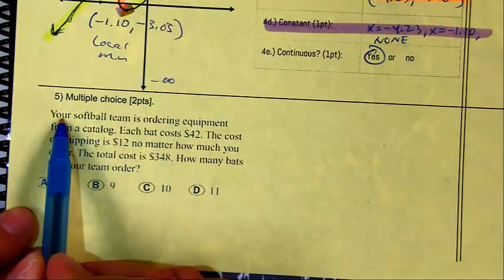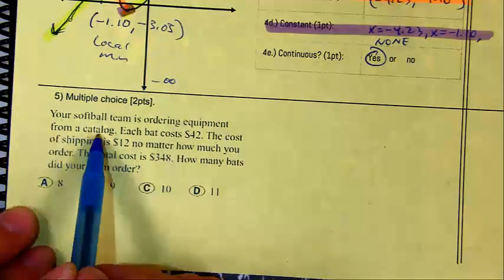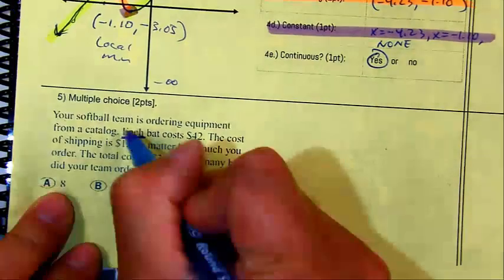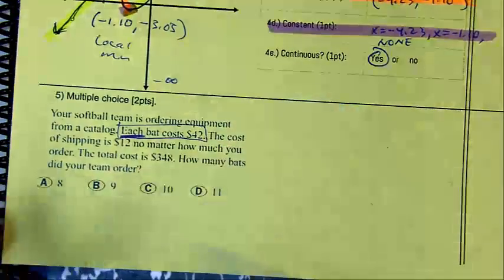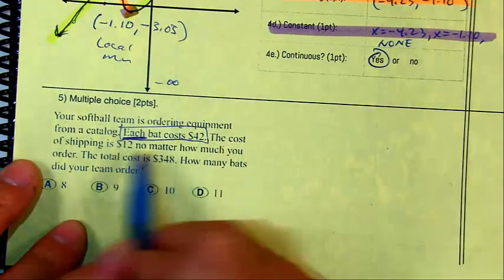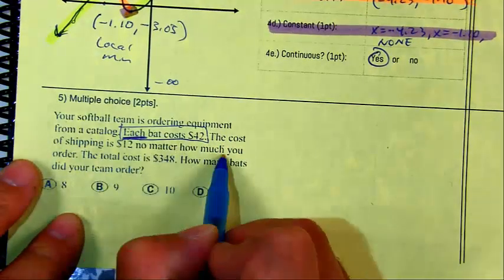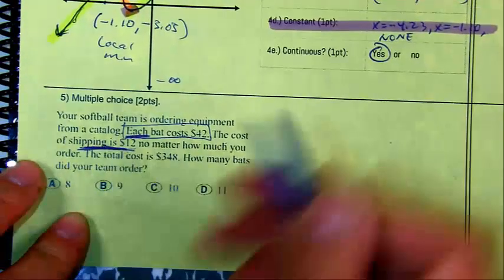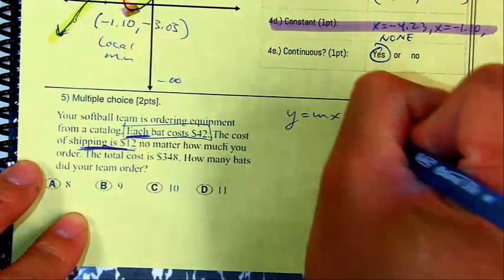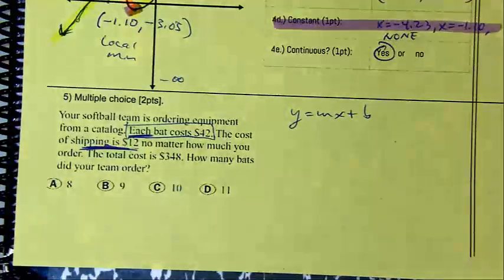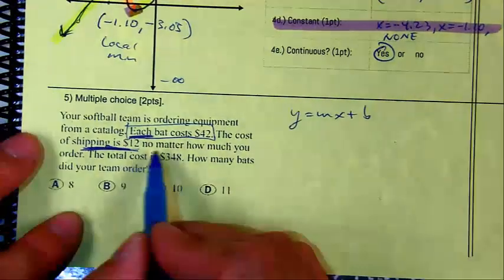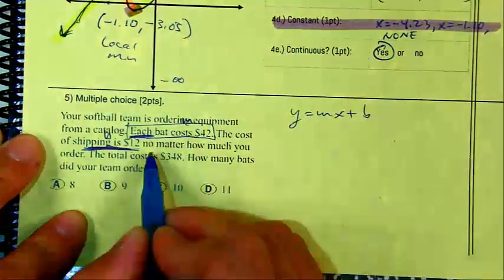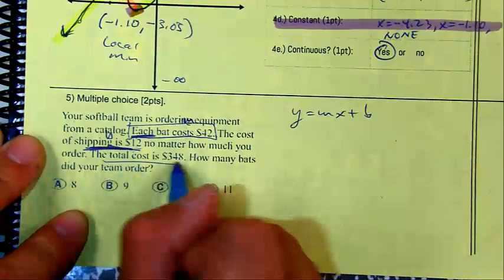Your softball team is ordering equipment from a catalog. Each is like per, or this would be your slope. The cost of the shipping is $12 no matter how much you order. So this is your starting point. You're going to have to pay that. That's your Y-intercept. So this is your M. We said this was your B. No matter how much you order, the total cost is $348. So we can call that our Y.